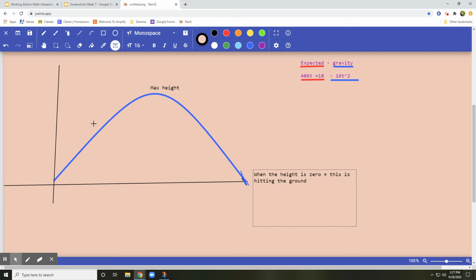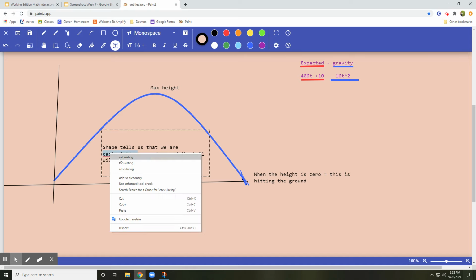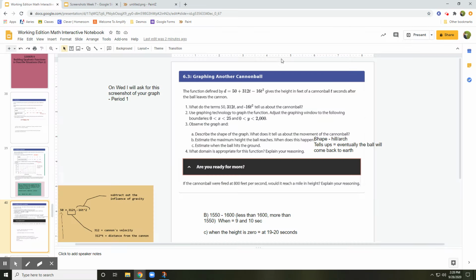Right? This shape tells us that we are calculating a quadratic equation, and the ball will eventually come back down. So this is what it tells us, right? We're describing the shape of the graph. We estimated these numbers, and you can look on your own notes for these numbers.